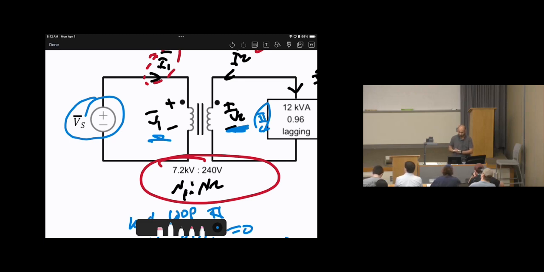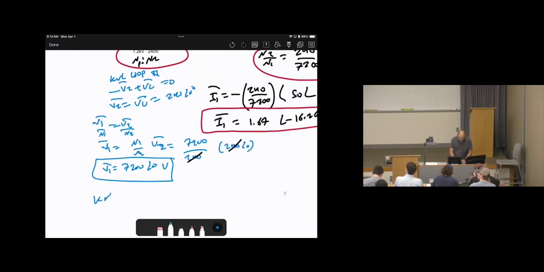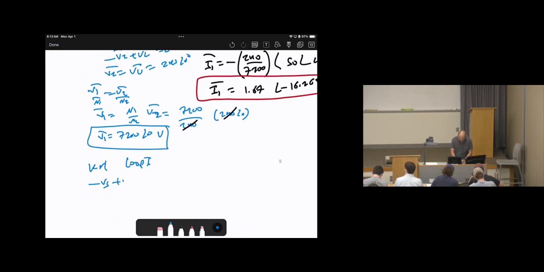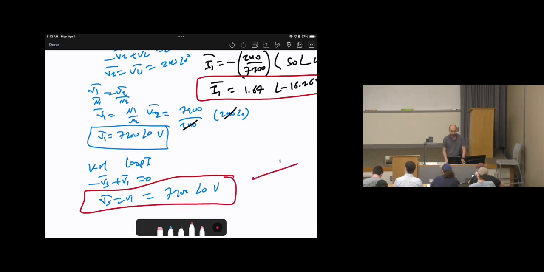So we can say V source equals V1, or you can say, let's do KVL at loop 1. Negative V source plus V1 equals 0. Therefore, V source equals V1, which is 7,200 angle 0 degrees volts. Then problem done. That's all. I just calculated V source; I calculated V1.